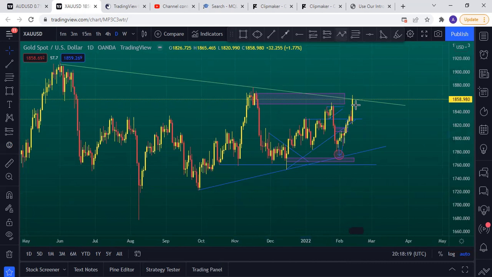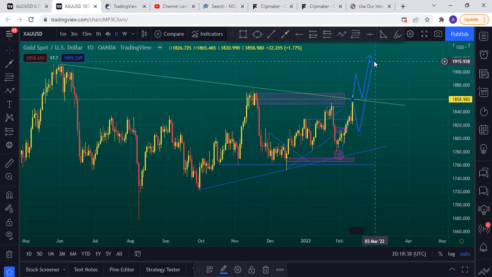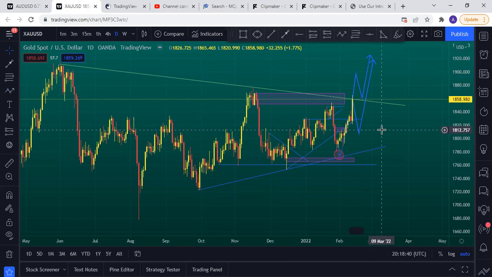Possibly price is going to come this way and then give us some further bullish confirmation, or possibly price is going to continue bullish, come this way and do this, based on the fact that our bias currently on dollar is bullish on the overall.